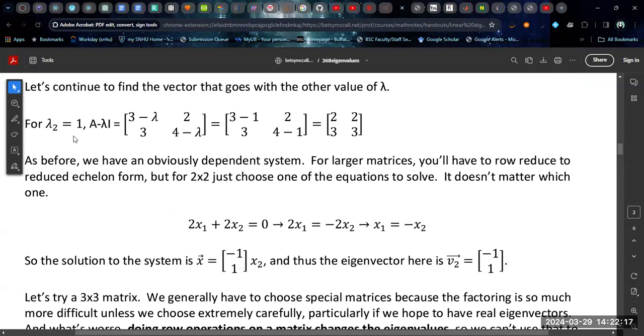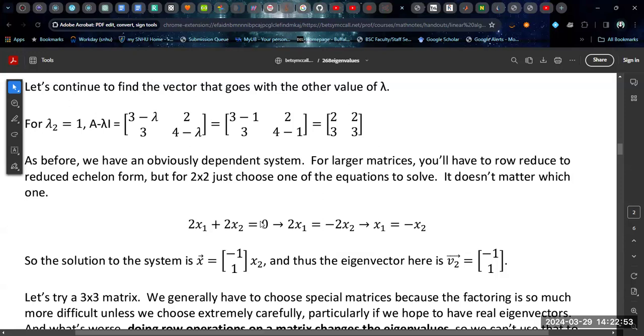And then we have to repeat the same process for our other eigenvalue. So we set lambda 2 equal to 1, and we plug that into our matrix. So here we're going to get 3 minus 1 on this component, which will turn into a 2, and 4 minus 1, which will turn into a 3. And again, we can see these are clearly multiples of each other. And I can pick either equation that I want to solve. In this example, I picked the top one, smaller coefficients. But here 2x1 plus 2x2 is equal to 0.